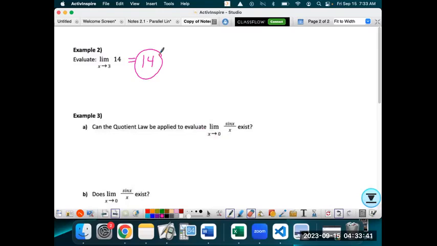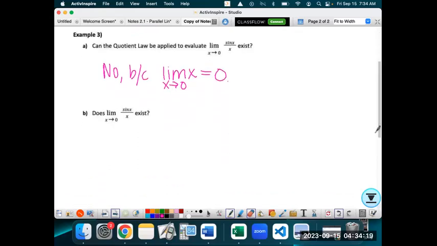Example 3, can the quotient law be applied to evaluate that limit? Yes or no? Hopefully you said no. You cannot use the quotient law to evaluate that limit because the limit of the denominator equals 0, and we can't have that. Remember, in order to use the quotient limit law, the denominator limit cannot equal 0.